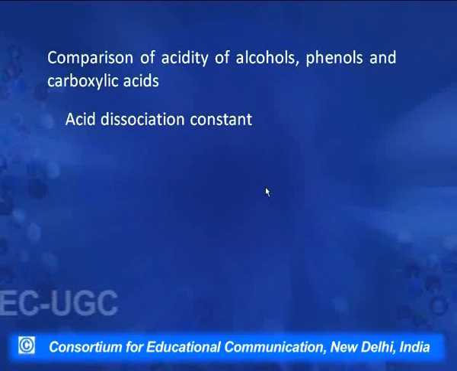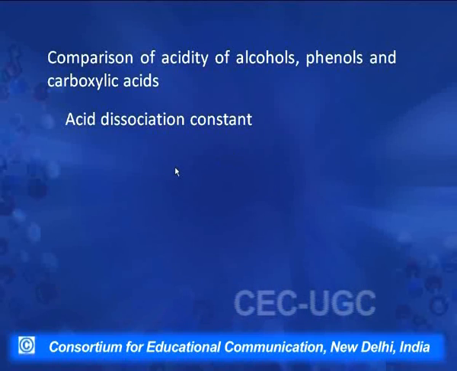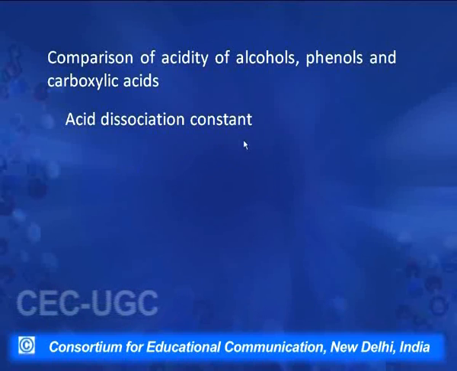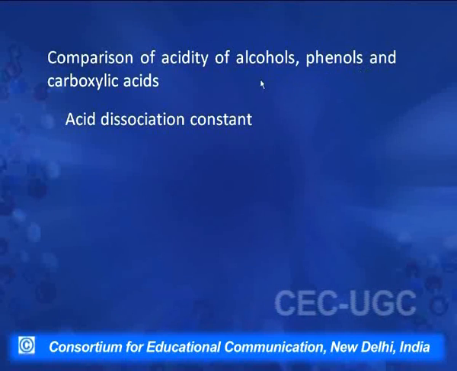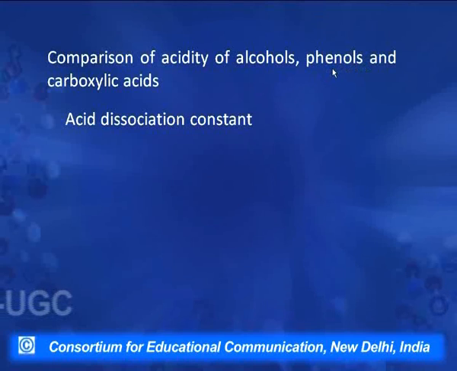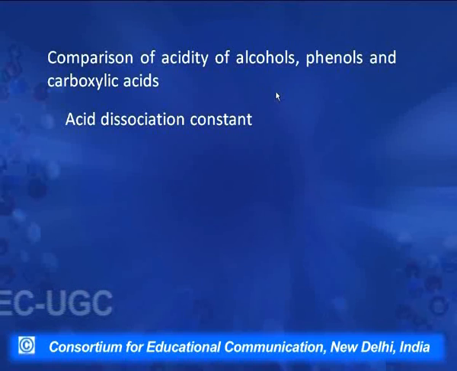Now, whenever a substance is an acid, how strong an acid it is, we compare it by the acid dissociation constant. Before studying these carboxylic acids, you have studied alcohols and phenols, and there you have studied that alcohols also have an OH group, phenols also have an OH group, and they show their acidic properties. So, let us compare which of these three functional groups is a stronger acid and why.